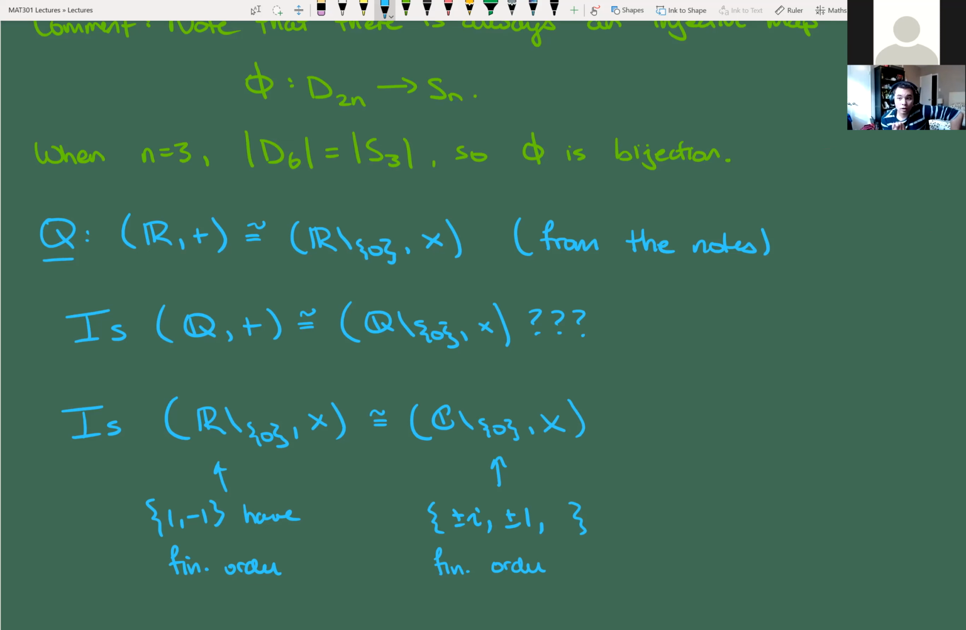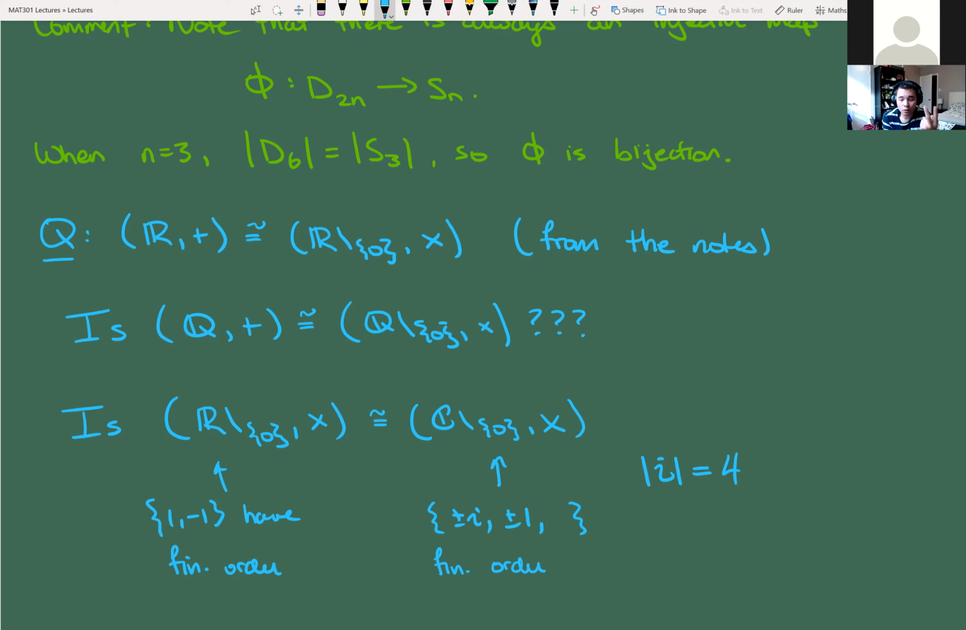Now, importantly, what's the order of i? Yeah, exactly, it's 4, right? i to the power of 1 is i, i squared is -1, i cubed is -i, i to the power of 4 is 1. So there's an element in the multiplicative complex numbers that has order 4. Look at the left-hand side. The only two things that have finite order are plus and minus 1. 1 has order 1, -1 has order 2, nothing in there has order 4.